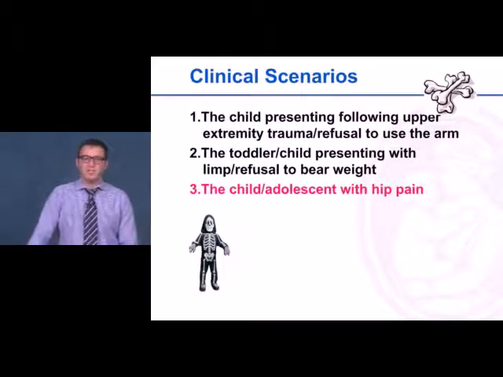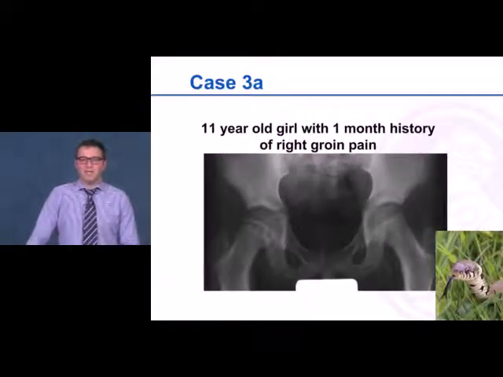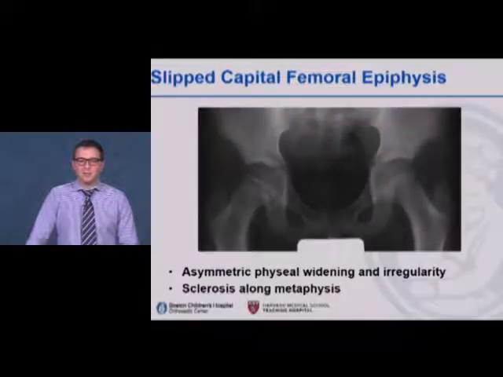So, moving on. Clinical scenarios. This is the child and adolescent with hip pain. This is an 11-year-old girl with a 1-month history of right-sided groin pain. And her primary care physician has said that they have a groin pull. This is another snake in the grass. Most kids do not get groin pulls. What you have to recognize here is that this is slipped capital femoral epiphysis.